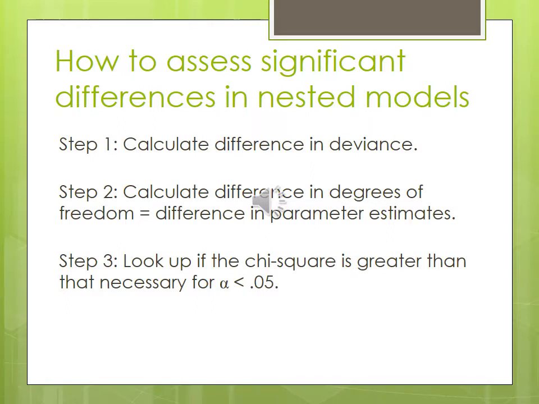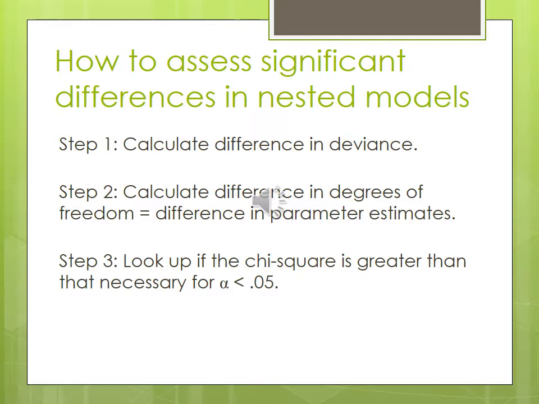The first one is you calculate the difference between the two models in the deviance. The more complex model should always fit better because you're modeling some of the variance, so there should be less unmodeled variance. Then we calculate the difference in degrees of freedom, which is the difference in parameter estimates. And then we look up the chi-squared and see if it's greater than the necessary cut point for an alpha of 0.05.